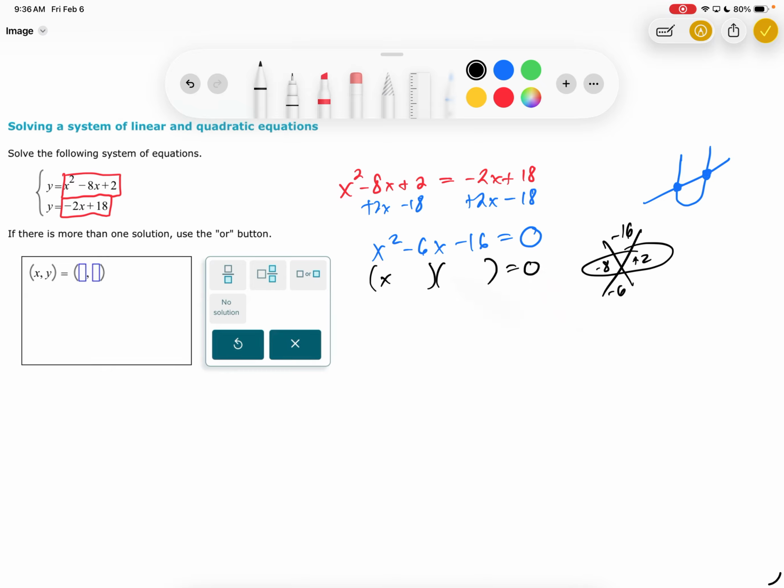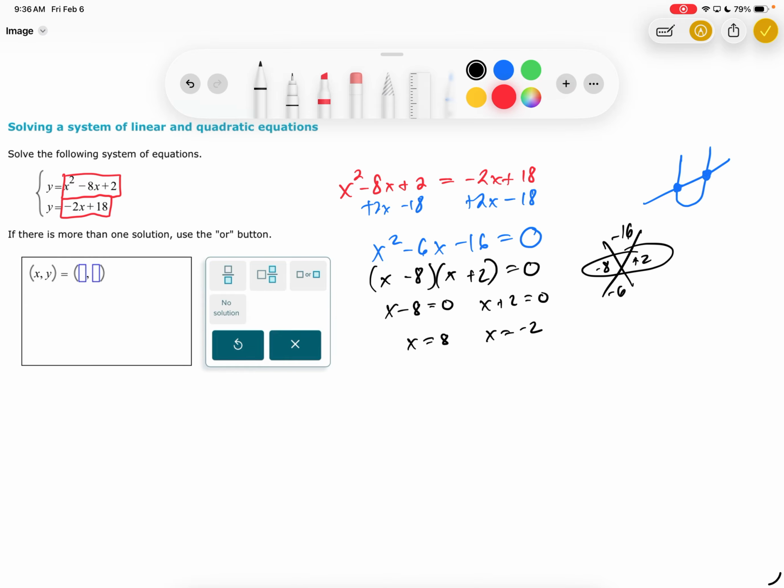So x times x is x squared. Negative 8 times 2 is negative 16. Negative 8 plus 2 is negative 6. So that looks good. Set them both equal to 0 and solve those. So I get x equals 8 and x equals negative 2.